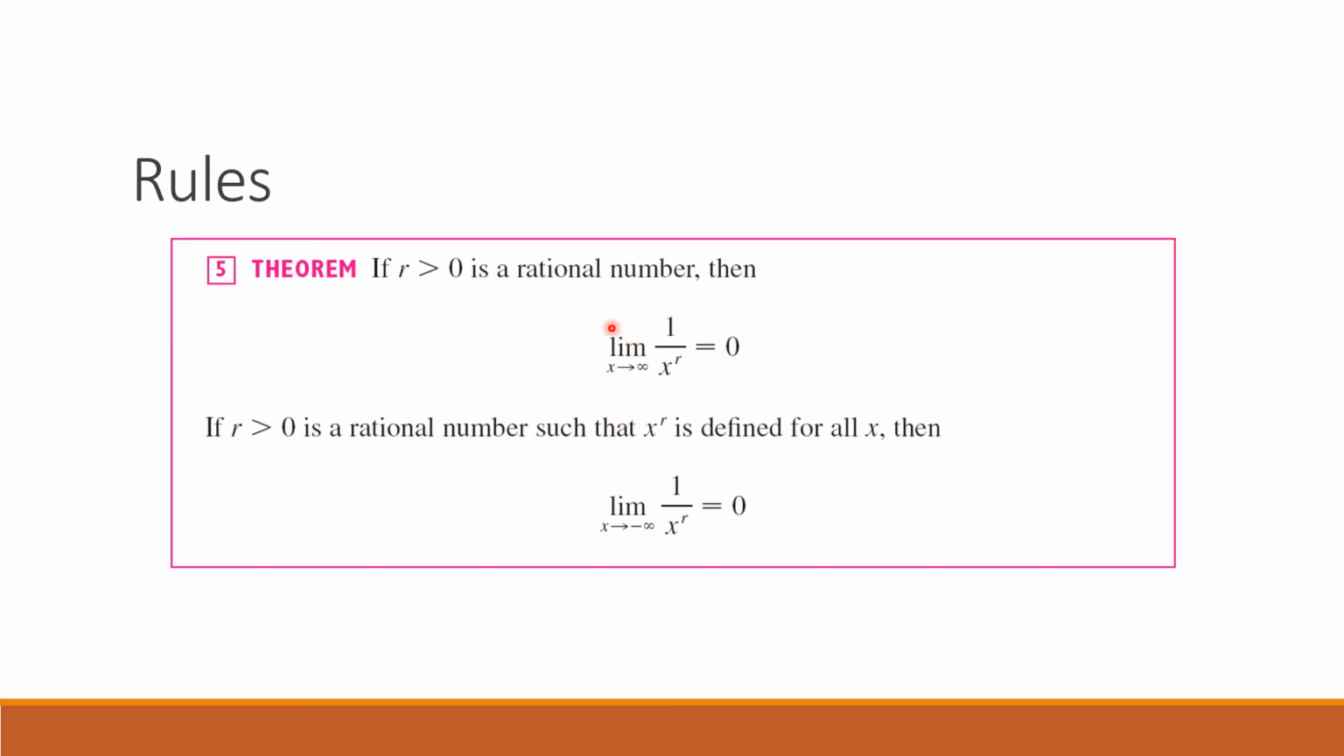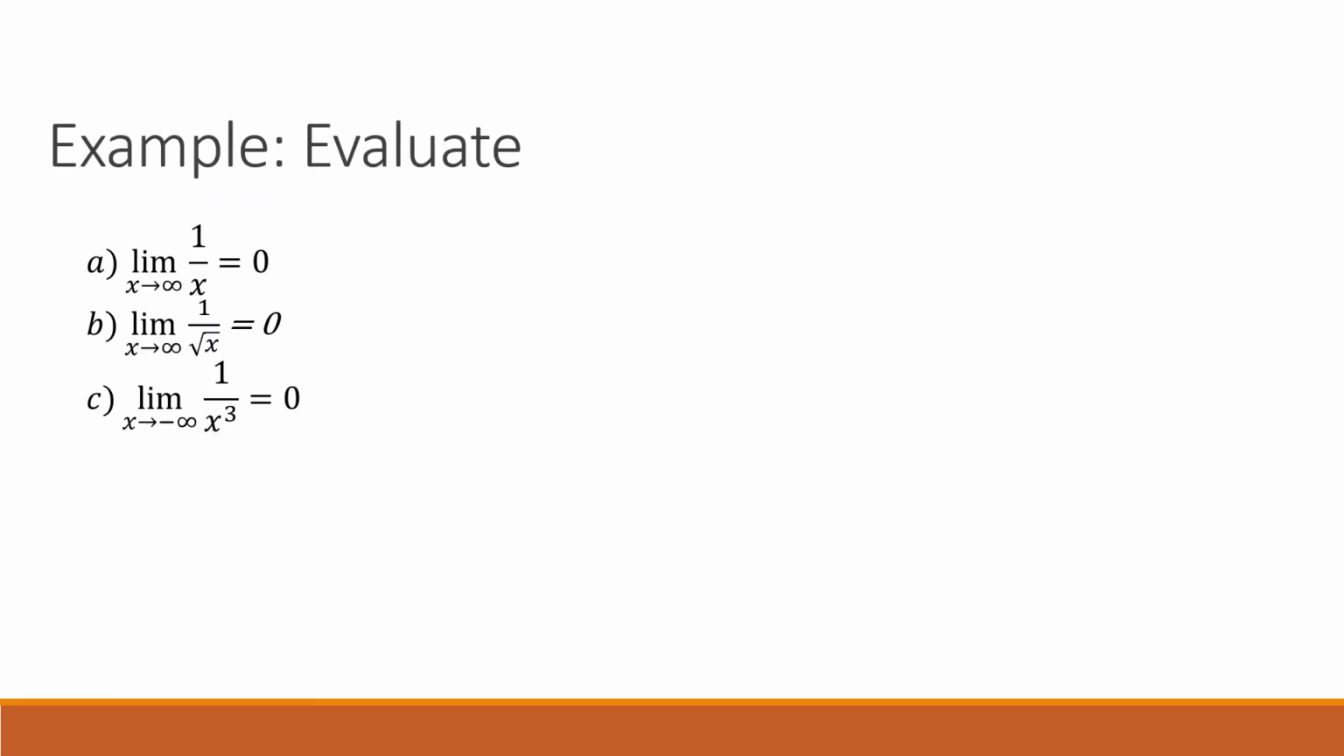Other rules. The limit as x approaches infinity of 1 over x. 1 over infinity is what? 0. What about 1 over negative infinity? Because in this one, x is approaching negative infinity. Still going to be 0. So the limit of 1 over x to the power r, where r represents any positive power, is still going to be 0. Let's do these ones very quickly.